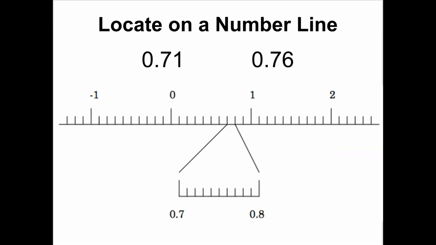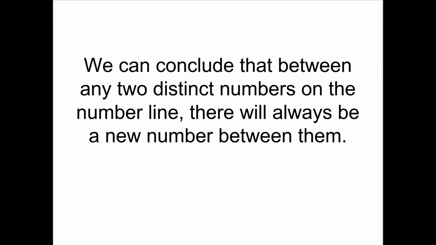But if we want to go a little bit closer, if we want to look at the hundredths digit, we've got 0.71 and 0.76. So now we're looking between 0.7 and 0.8, and we can break that up even more. 0.71, 72, 73, 74, 75, 76. So we can keep getting closer and closer to numbers on a number line. And actually, we can even go so far as to say there will always be another number between them.